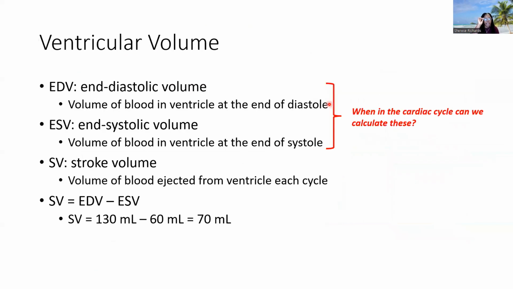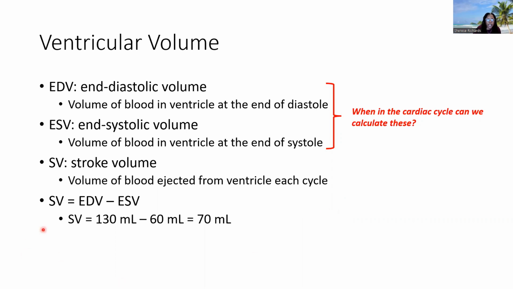Okay. And then the other two volumes here are derived from those two initial volumes. So the stroke volume will tell us how much blood has been ejected. If we take the amount that was filled and subtract the amount that's left behind, that is a way we can calculate how much has actually left the ventricle and moved out into the artery.